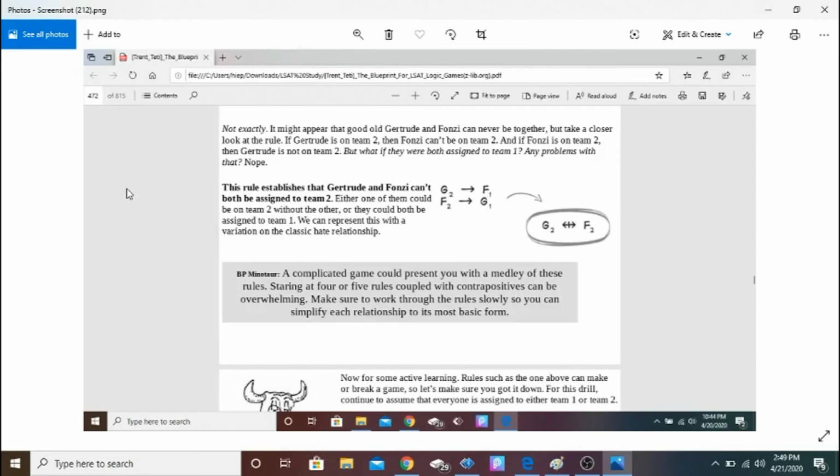So rather than saying in the hate relationship that they both can't be together, you can simply write out that they both cannot be on Team 2. There's no issue with them being on Team 1. Remember, the sufficient condition guarantees the necessary condition will follow. If it's just a necessary condition, it doesn't mean the sufficient will follow, right? That's the converse. So if F2 means G1, guess what? F1 and G1 are totally fine. They can totally sustain on their own, and their sufficient condition does not have to be triggered.